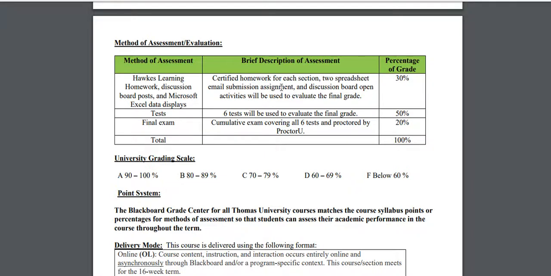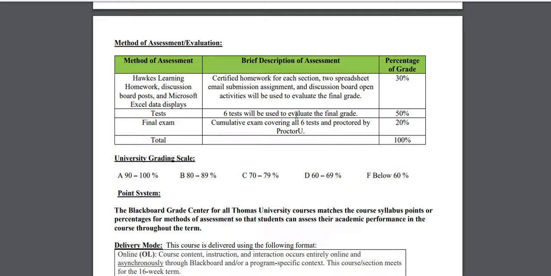You have 2 spreadsheet email submission assignments. Those directions will come shortly with detailed rubrics and everything that you need to follow to be able to get a good grade on those. You have a discussion board for your opening activity post, and those are included in your final grade. And so that's 30% of your grade comes from that work right there.